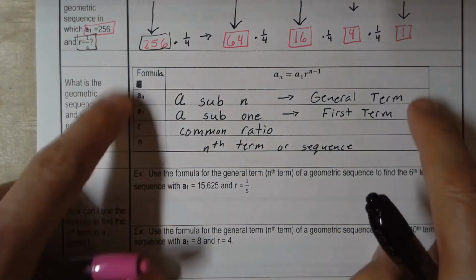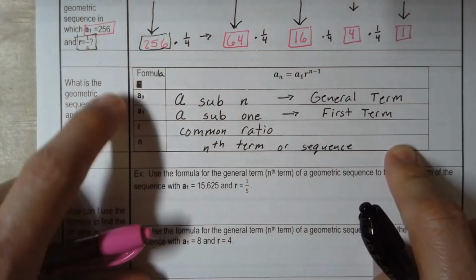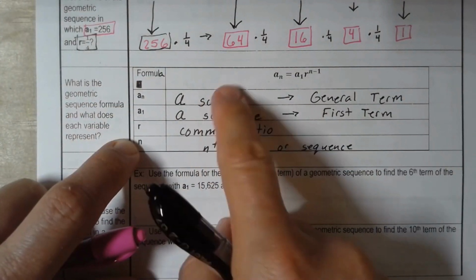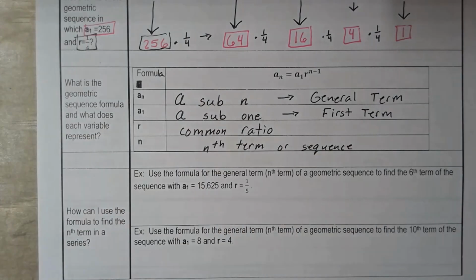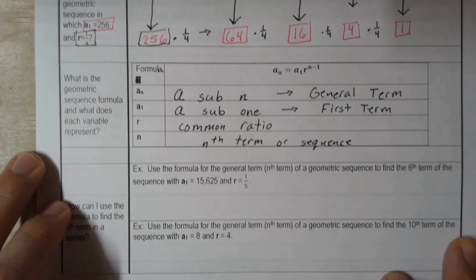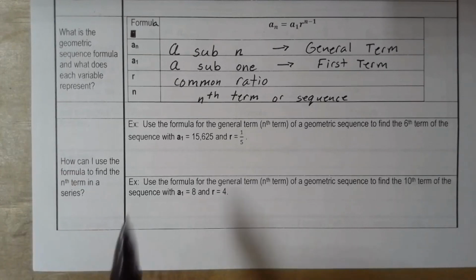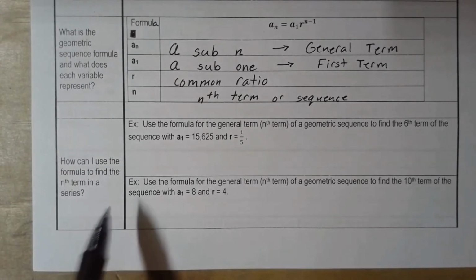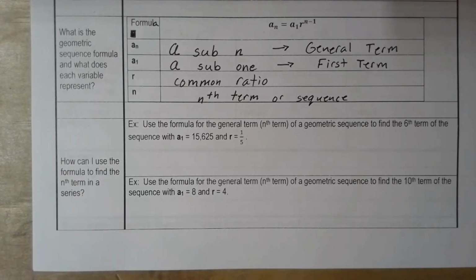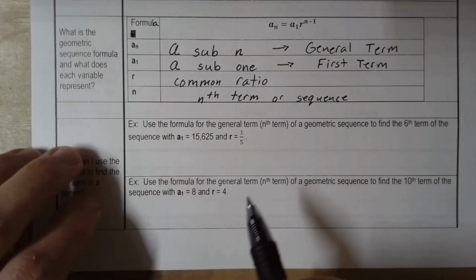Now, with that being said, you know how to say these different things right here. All these terms that you see, you know exactly what to call them and how I'm referring to them. So what I want to do now is let's go ahead and put this into use inside of a real-world problem. Now notice over here it says, how can I use the formula to find the nth term in a series? Okay, well this is how we do it.